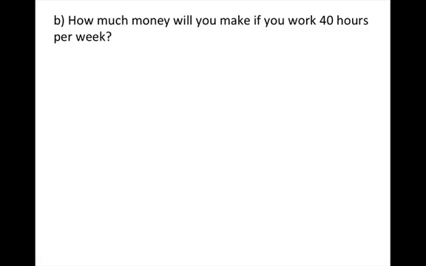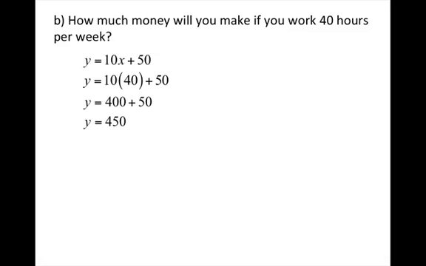Now in part B, how much money will I make if I work 40 hours in 1 week? We'll use the equation that you just got from part A, the y equals 10x plus 50. And this time I'm working 40 hours. X was my hours worked, so I'm going to replace the x with a 40. So I get y equals 10 times 40 plus 50. So this gives me y equals 400 plus 50, so I get 450.